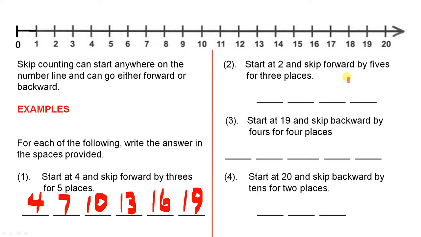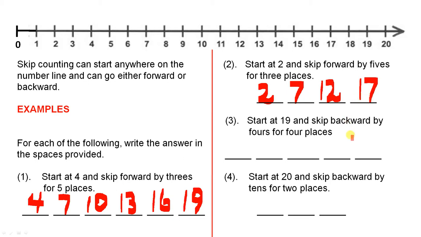Example 2. Start at 2 and skip forward by 5s for 3 places. So you start at 2, now skip forward by 5. So you add 5, that gives you 7. Add another 5, that gives you 12, and add another 5, and that gives you 17.